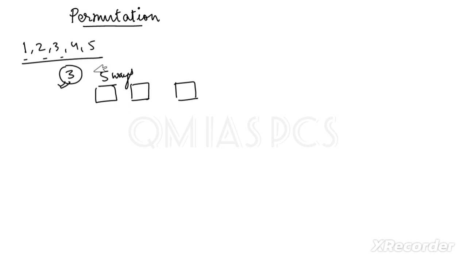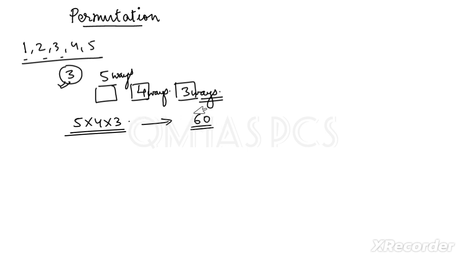Then if one digit is filled here, we are left with only 4 digits. So for the second position, we have 4 ways to fill it. Similarly, for the third place, we have 3 ways. The total number of ways will be 5 times 4 times 3, which is 20 multiplied by 3, that is 60. But we have to derive the formula.